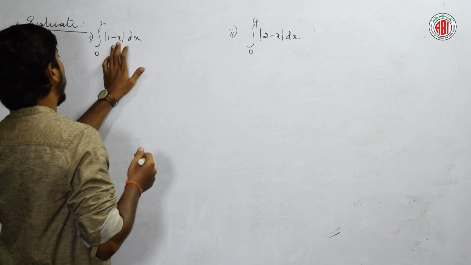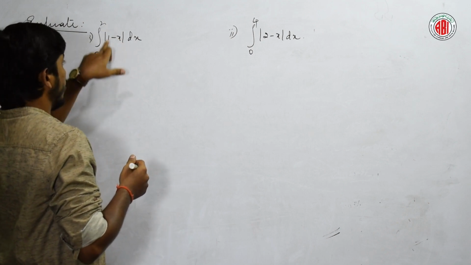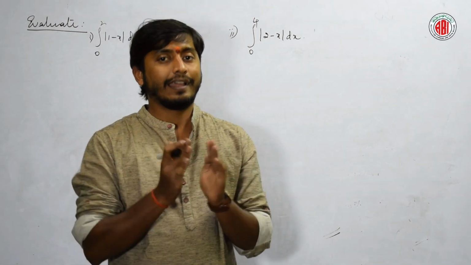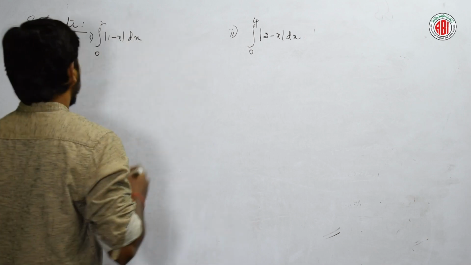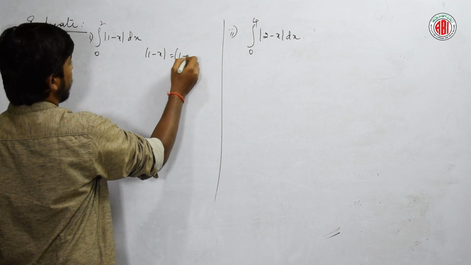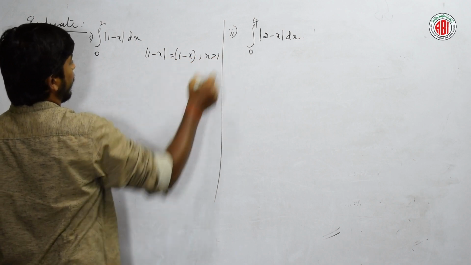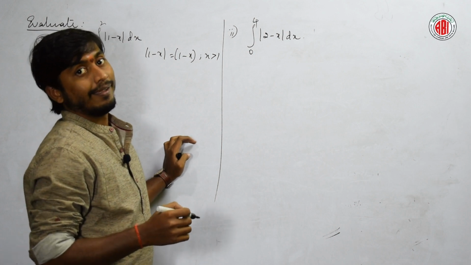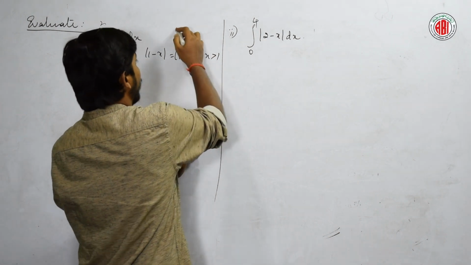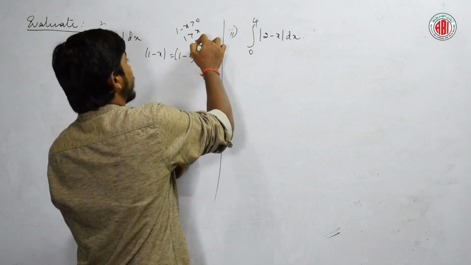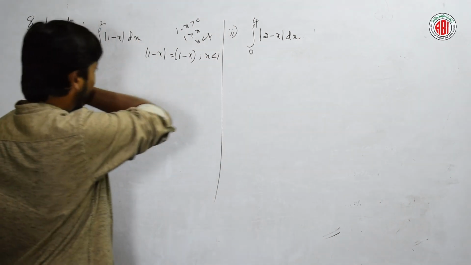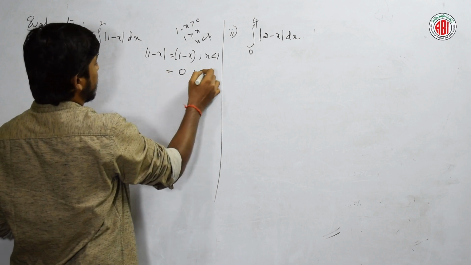Now he is asking us to find the integral from 0 to 2 of mod 1 minus x dx. So whenever you find the modulus, you have to write the limits for it. So how do we write? Just remember, mod 1 minus x is positive when x is greater than 1, isn't it? Yes or no? No. How? If 1 minus x is greater than 0, then 1 is greater than x. So x should be less than 1. Right? Next, if it is 0, then x is equal to 1.